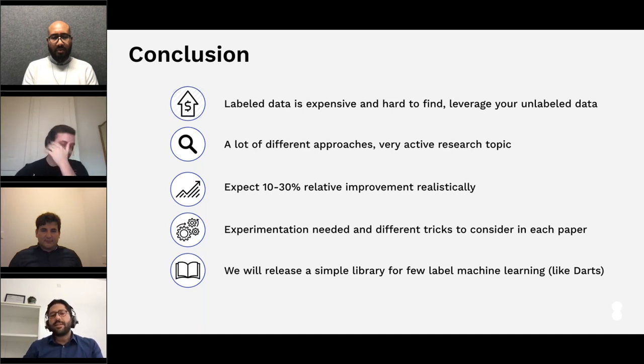And considering all of these, we are now trying to implement and publish a library for few-label machine learning, like Darts, which is also from Unit8, but for time series forecasting.